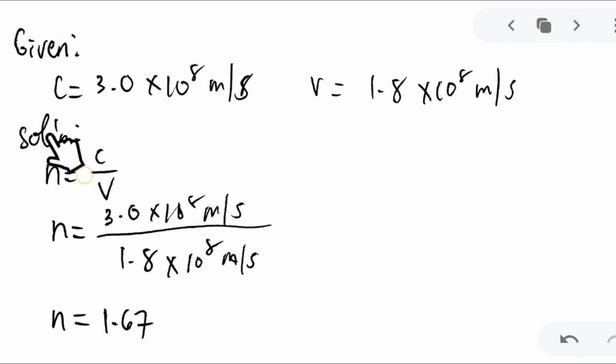And then the solution is: refractive index is equivalent to the speed of light in a vacuum over the speed of light in a given material. Here we will be using the flint. So substitution: the speed of light in a vacuum again is 3.0 times 10 raised to 8 meters per second, and then the speed of light in flint is 1.8 times 10 raised to 8 meters per second. Cancel 10 raised to 8 meters per second in the numerator and denominator, and then you will be left with 3.0 and 1.8. Divide that, and you will have the refractive index of 1.67.